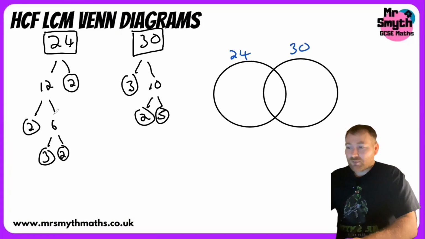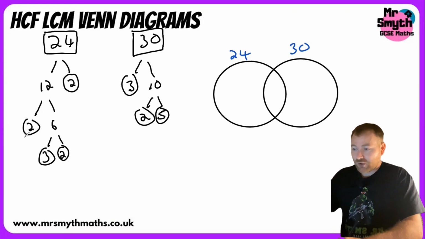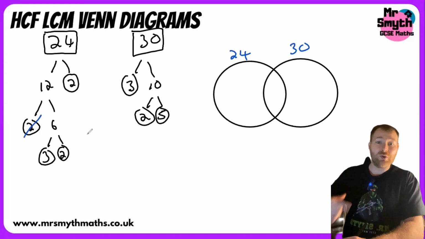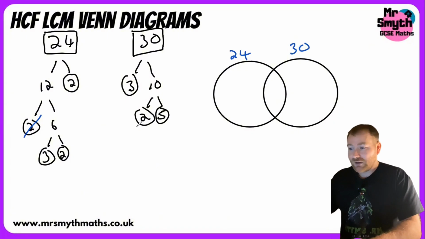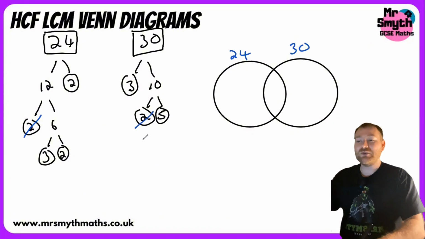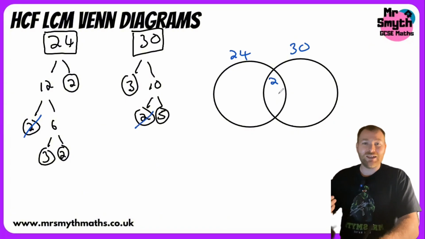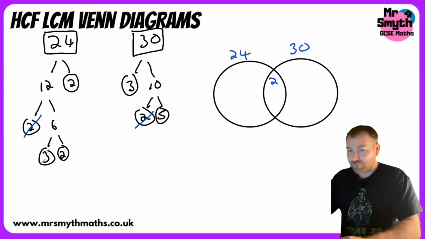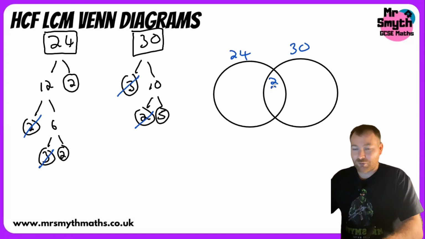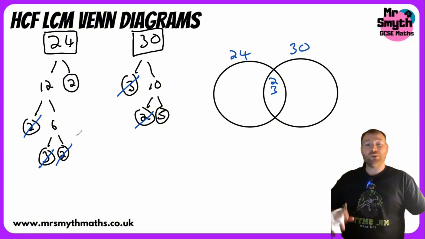So I'm going to start with the number 24 first, and I'm going to cross out this 2. Is there a 2 in both numbers? Yes, there is. So because it's in both, I'm going to cross it out of both, and I'm going to drop that into the intersection. Okay? Then we've got this 3. Is there a 3 in both? Yes, there is. So I'm going to put 3 in both of them. Make sense?